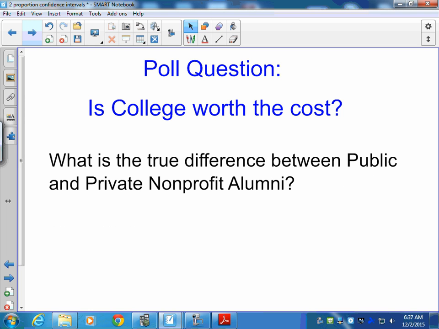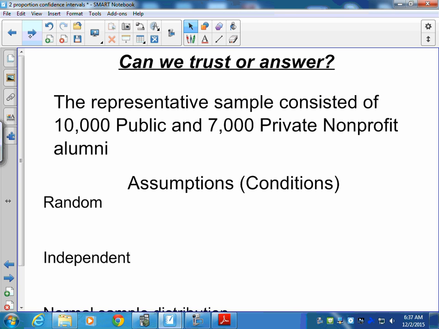Okay, staying with the theme of our unit, going back to that Gallup poll on is college worth the cost, what we're going to look at today is what is the true difference between public and private nonprofit alumni with their thoughts on is college worth the cost? So is there a major difference between these two groups?